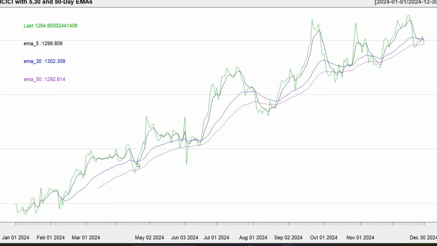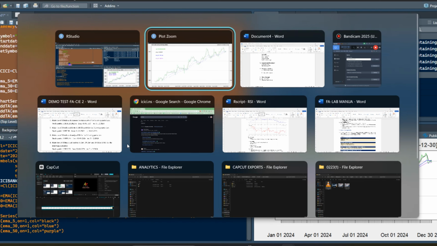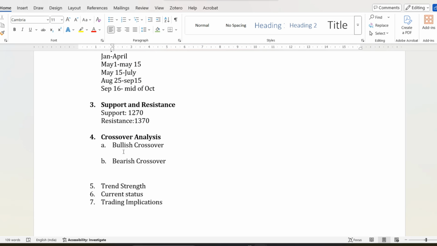Yes. So now this black color short-term EMA cuts the mid-term EMA, that is the 30-day EMA, from below. It's around the end of April, April 20th afterwards, it intersects from downwards and moves upward. So that is your bullish crossover. Bullish crossover means the short-term EMA intersects the medium or long-term EMA from down and moves upward.